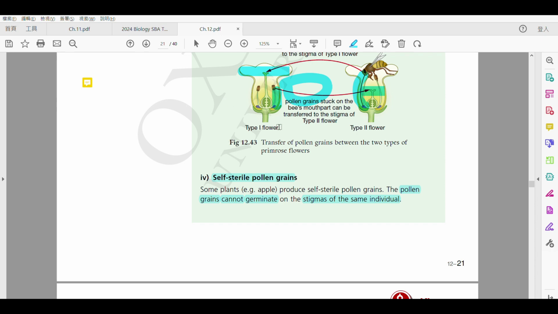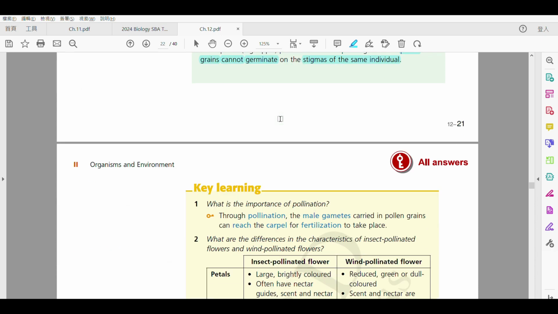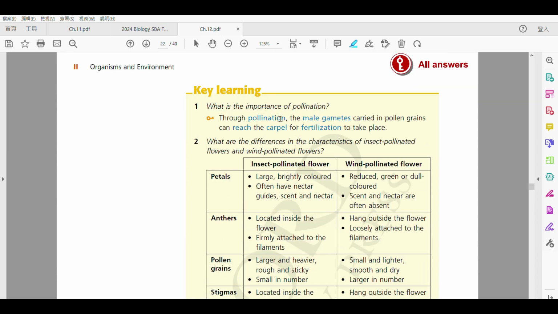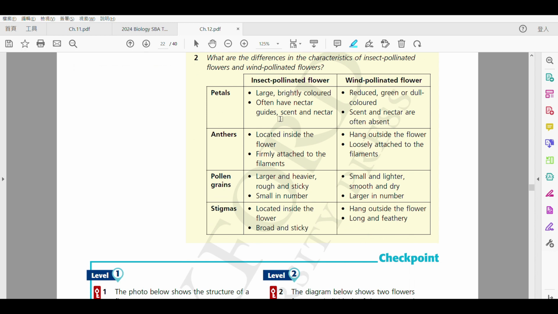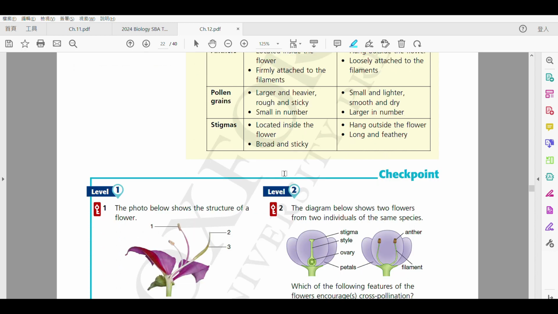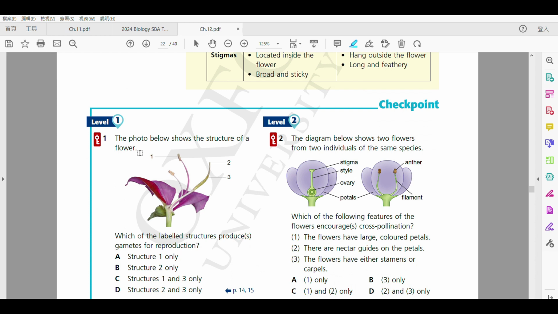Alright? So this is all for this section, and I hope you did enjoy it and learn something from it. Okay? So please finish these 2 questions yourself, and I'll check this in class with you.